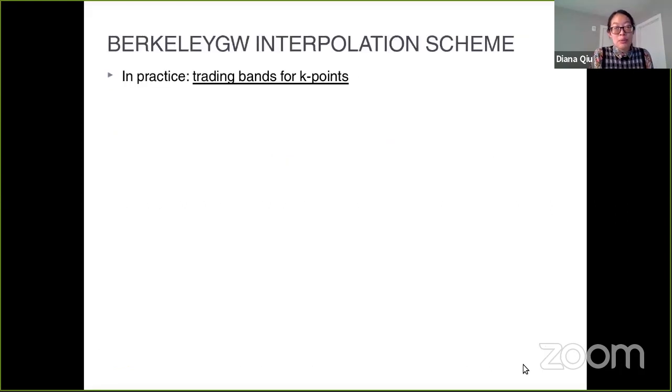So in essence, because we need very fine k-points and we don't want to calculate the kernel for all of these k-points, instead, we calculate the kernel for fewer k-points and a larger number of bands, and then use that to interpolate to more k-points and a fewer number of bands. So in practice, we're trading bands for k-points.